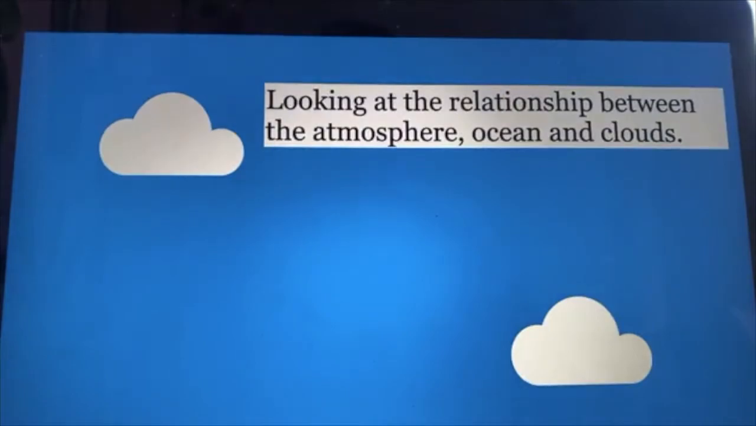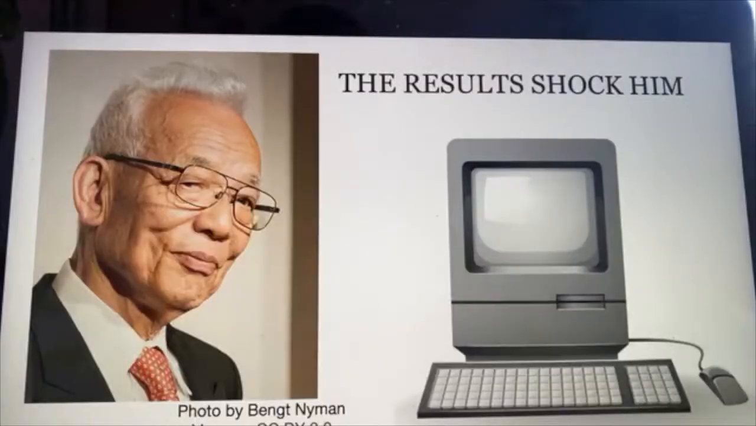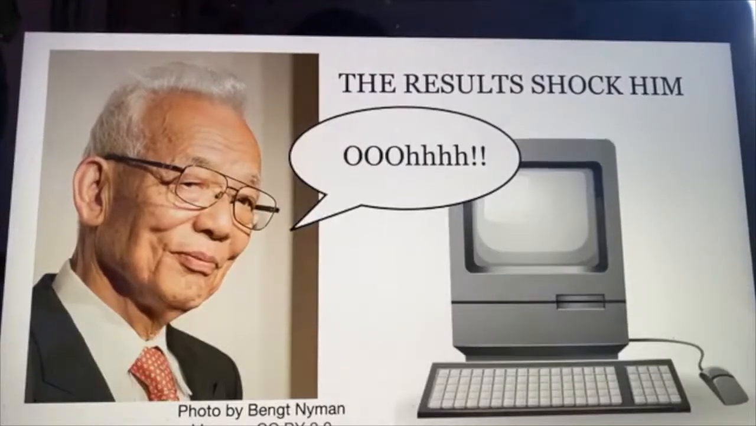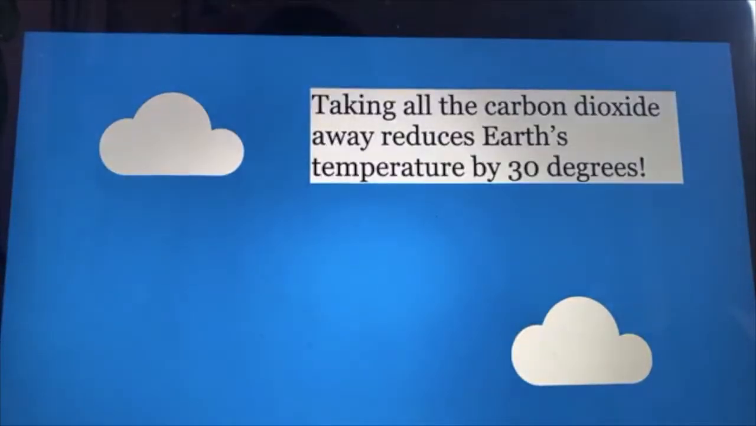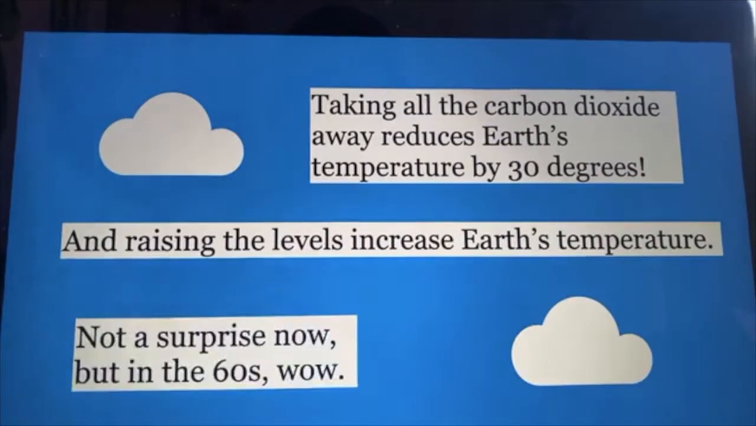So he just looks at the relationship between the atmosphere and the ocean and the clouds. And he decides to run a simulation changing the amount of carbon dioxide in the atmosphere. The results shock him. It's amazing. What happens? Well, if you take all the carbon dioxide out of Earth's atmosphere, the computer simulation would show that this reduces Earth's temperature by 30 degrees. Raising the levels of carbon dioxide increases Earth's temperature.